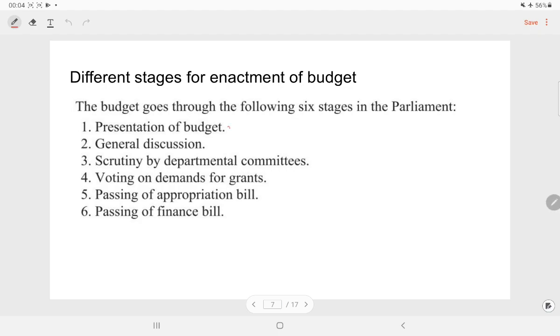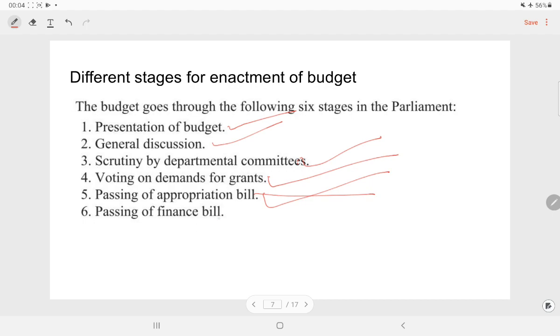The first stage is that the finance minister presents the budget on February 1. Then there is a general discussion on different aspects of the budget. Then departmental committees scrutinize the budget, and on the recommendations made by the departmental committees, voting is done, and then a bill is passed so that money can be withdrawn from the CFI. Without this bill, no money can be withdrawn from the CFI, and that is under the Constitution.